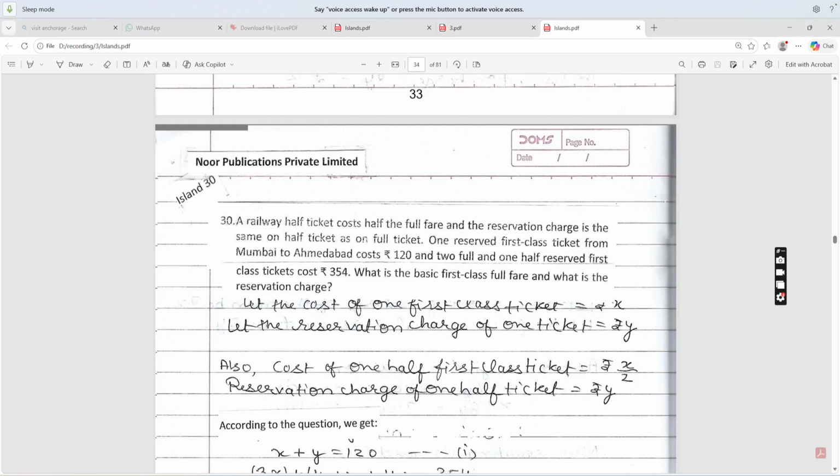Now we will see the next condition. The condition given is: one reserved first class ticket from Mumbai to Ahmedabad costs rupees 120. So what is 120? 120 rupees will accommodate two types of charges. One is the amount of the ticket, and the other is the amount of the reservation charges, which is usually fixed, equal to Y rupees. So one ticket would cost him X rupees, which is a full ticket, and the reservation charge is Y rupees. So the total money he has to pay is 120 rupees.